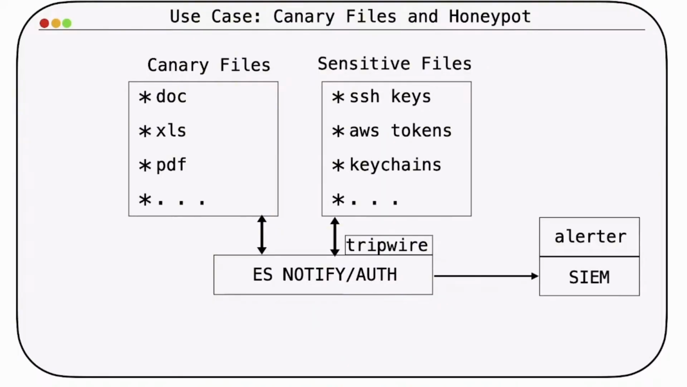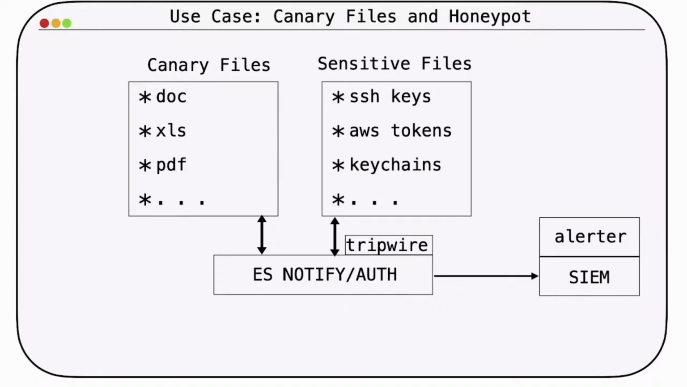Windows has projection FS and filter drivers. So here, the way we are doing this is we have two sets of watch paths. On the left is our canary files backed by FSKit, and on the right are actual files that are sensitive to me that I really want to protect: SSH keys, AWS tokens, keychains, what have you. We configure our ES client, set up appropriate tripwires, and we are off to the races. Whenever something happens, we send an event to the SIEM, and then it alerts.